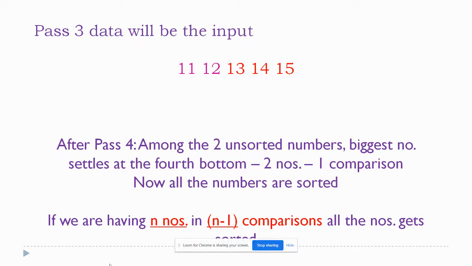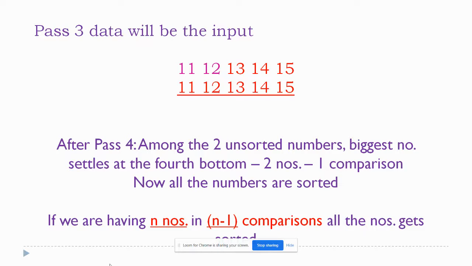The problem is that it is visible to our eyes, whereas the system, since it is a machine, doesn't know that the data is already sorted. It goes according to the procedure. 11 and 12 is being compared. Since 11 is relatively a smaller number, there is no swap. All the numbers are now arranged in ascending order.